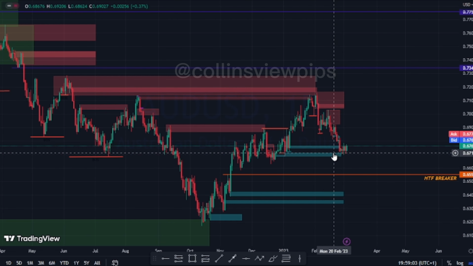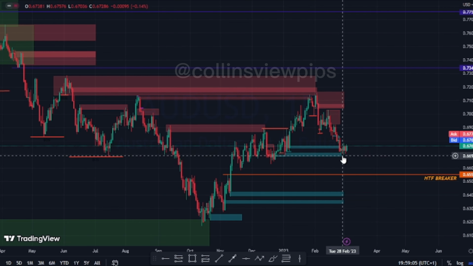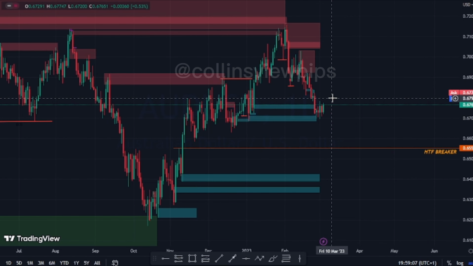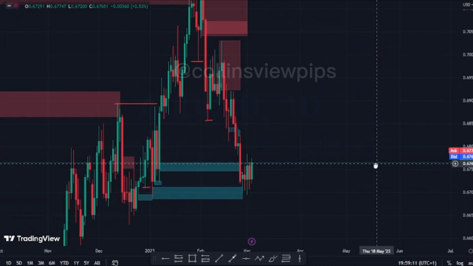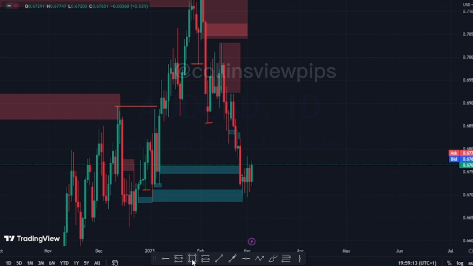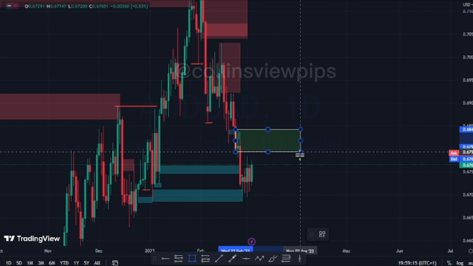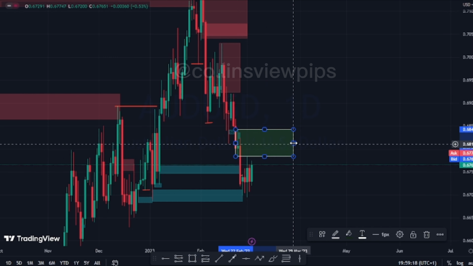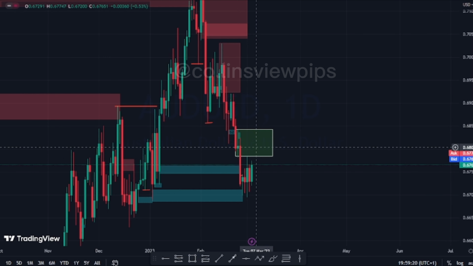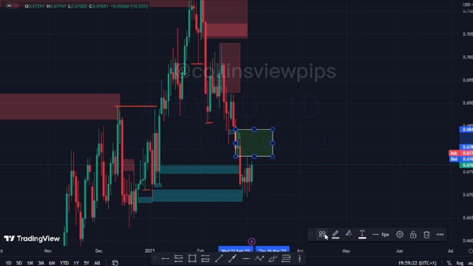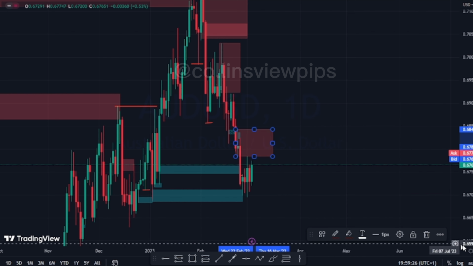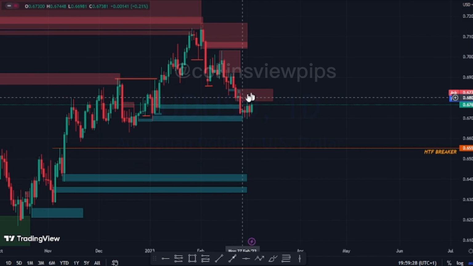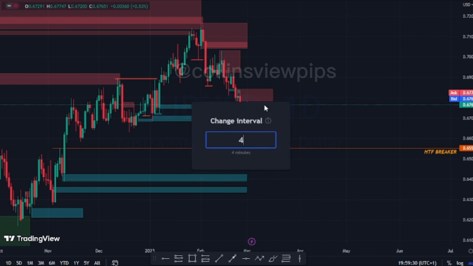So there's a reaction from this extreme demand, and as you can see, the market is giving a little bit of bullish intent. But looking at this here, what do you see? This is our daily time frame. There's a possibility the market could get into this structure here, this daily supply, and keep going down.